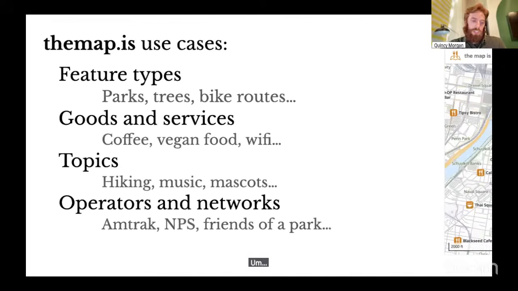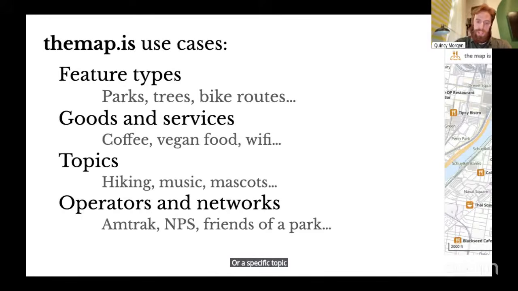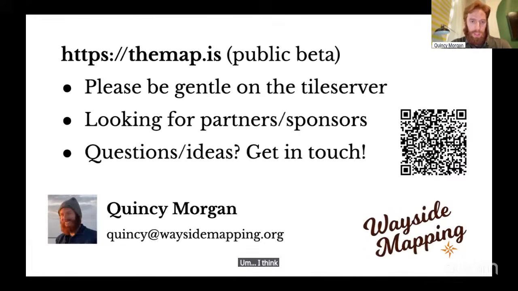So there's a lot of use cases. If we want to show a specific type of feature or a specific topic or everything tagged with a certain network, these are some common cases. But you can tell me what kind of use cases you can find for an app like this. I think there's a lot more that I haven't thought of.